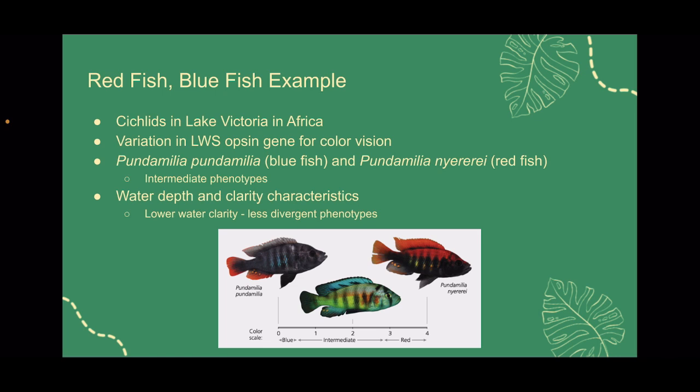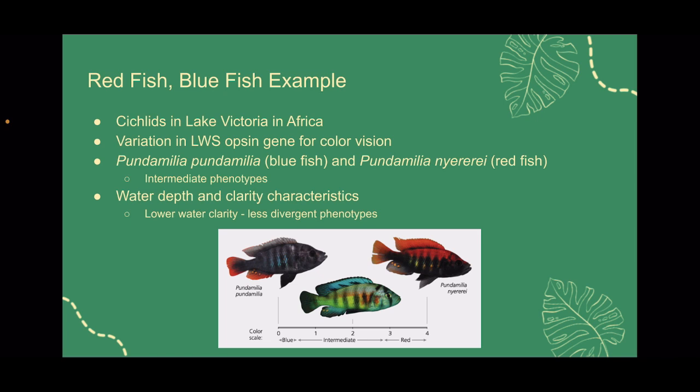Two sympatric species can be found at many different islands within Lake Victoria. Pundamilia pundamilia, shown in the photo on the left, are often found in shallower water, and the males typically exhibit a blue-gray coloration, so we will refer to these as the bluefish.